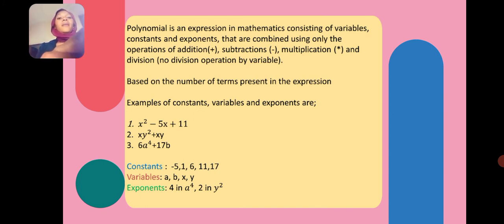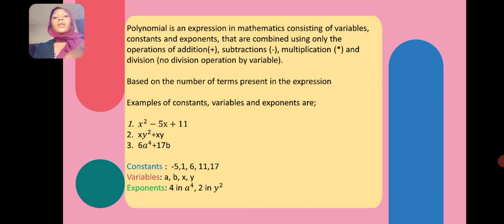Now we have a variable there. The x in this expression is what we call a variable. The constant is this 5, the number that is attached to this variable. We have 5 in this expression, we have 11. They are constant, they don't change. And then we have exponent, which is x squared.